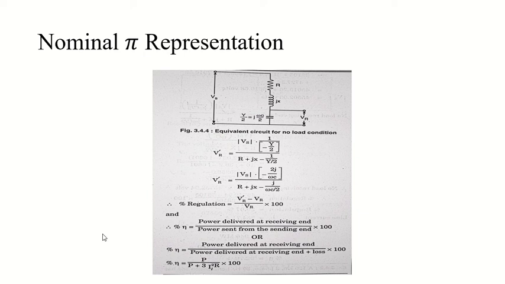What was happening with my nominal T representation was that my sending end and receiving end currents were different because of loss. But here we can take I square R, because my resistance or my impedance is not cut into half, it is whole. So we can write P divided by P plus 3 I square R. So that was the nominal pi representation of the medium transmission line.